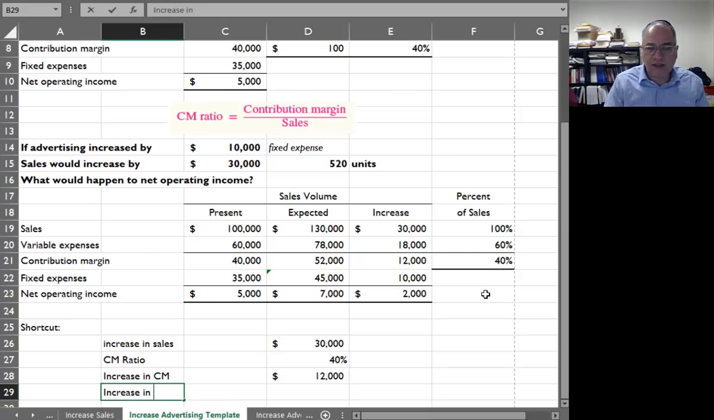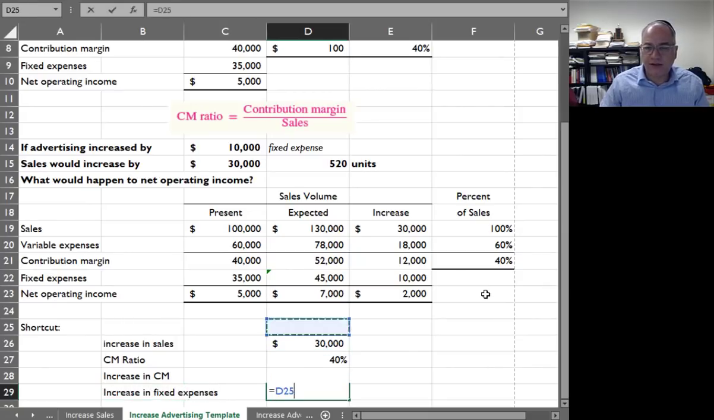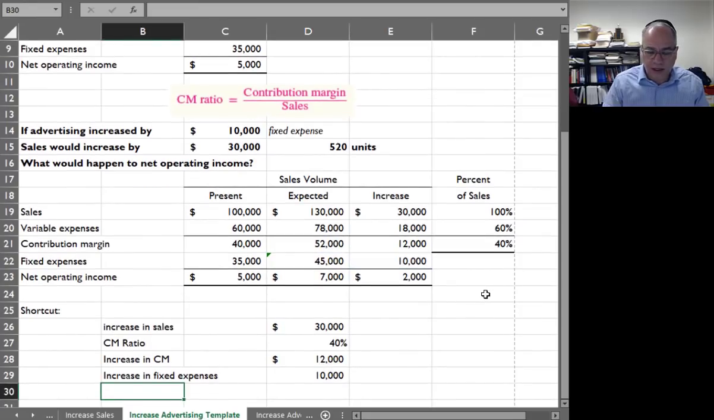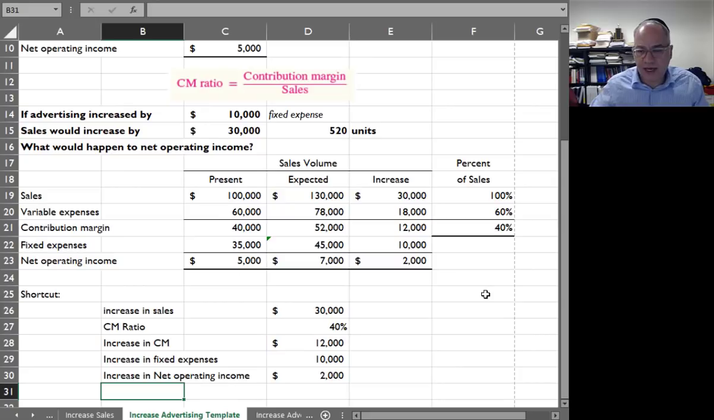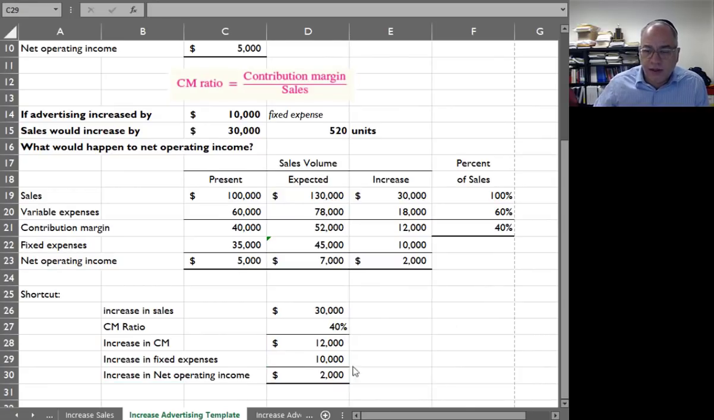And then you have an increase in fixed expenses of 10,000, giving you an increase in net operating income of 12,000 minus 10,000 or $2,000. And you got to remember that this is going to be the outcome.